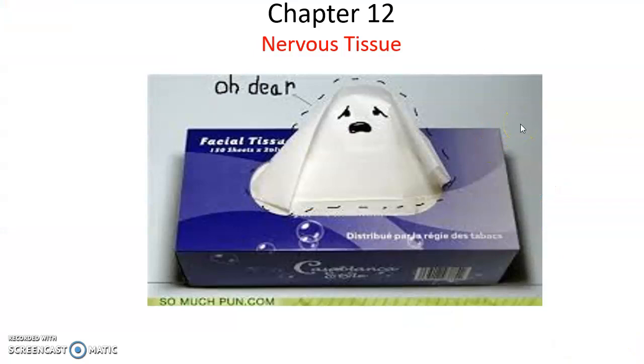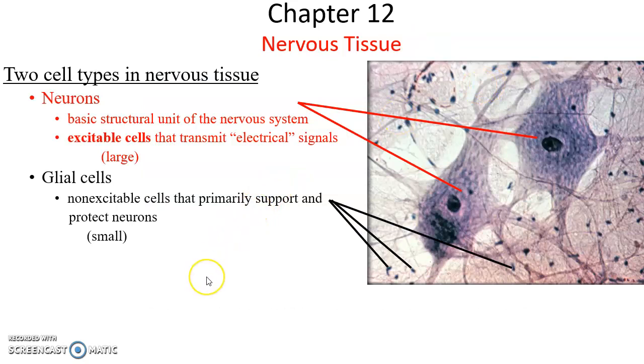All right, I'm going to move on to the main topic of this chapter, which is the nervous tissue. So when you look at nervous tissue, there are two categories of cells. You have the neurons, which are extremely large cells. They're the basic functional and structural unit of the nervous system, and they are excitable cells, which means that they can transmit electrical signals along their membrane.